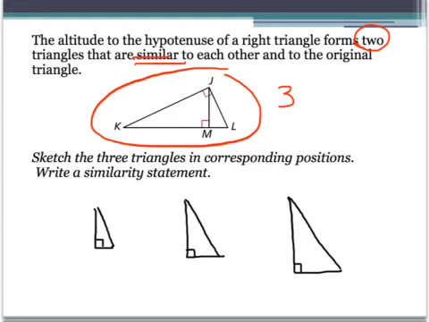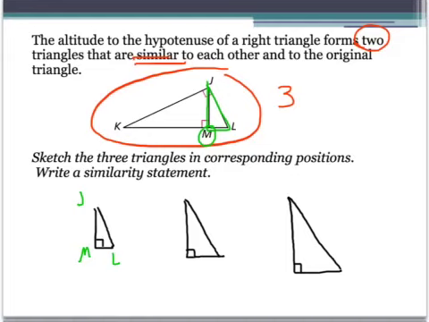Okay, so the small triangle is going to be this one right here. Well, luckily for us, that's how I drew my triangles to begin with. So all I need to do is label it J, M, and L. And it's always good to check your right angle. And yes, my right angle is labeled M.